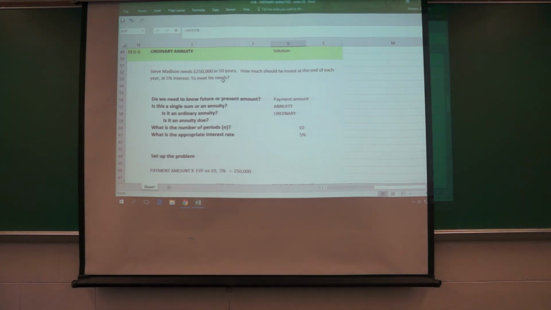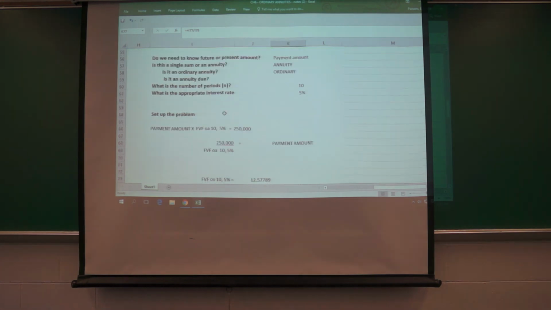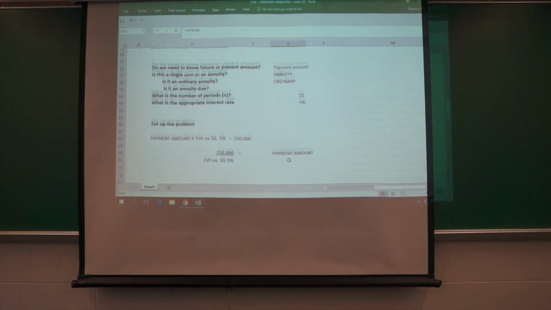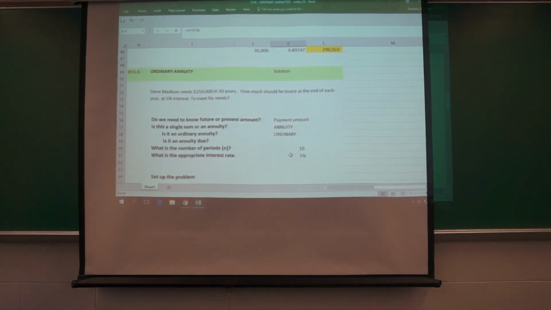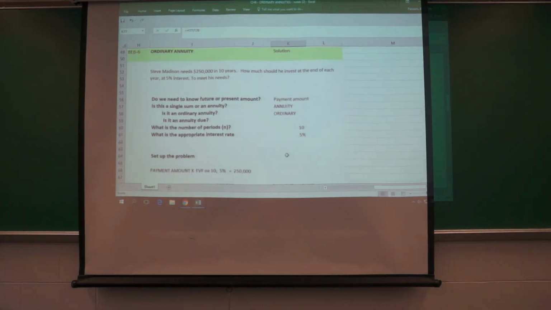So these you have to really think about. He needs this 250,000 in 10 years. How much should he invest at the end of each year to meet his needs? So the payment amount times the future value factor gives you that 250,000, and then you're really doing the math and looking up the numbers. Okay? So that's your ordinary annuity.